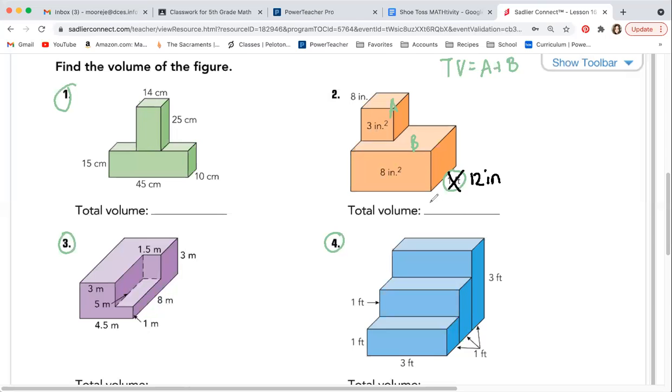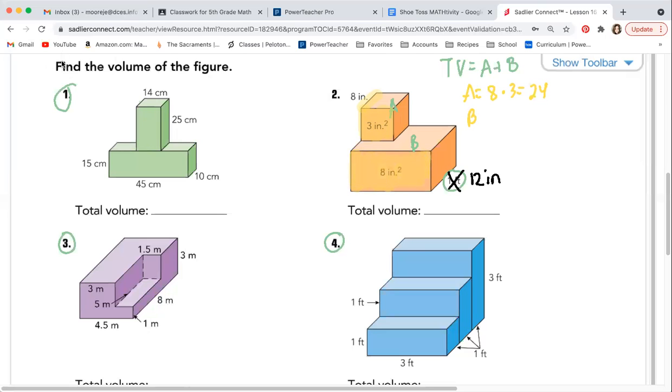They have told us that the area of this front face is 3 inches squared. If I just multiply 3 inches squared by its depth, which is 8, then I know the volume. So the volume of shape A is simply 8 times 3 inches squared. What would 8 times 3 be? 24. 24, good.